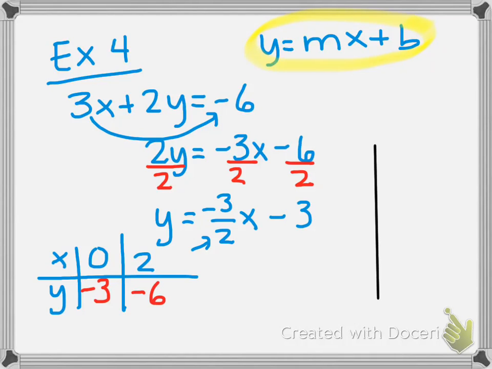So now we're going to graph this. It's mostly towards the bottom. 0, negative 3 is right here. And 2, negative 6 is right here. Draw a line between the 2 points. Arrows on both ends. And that's it.